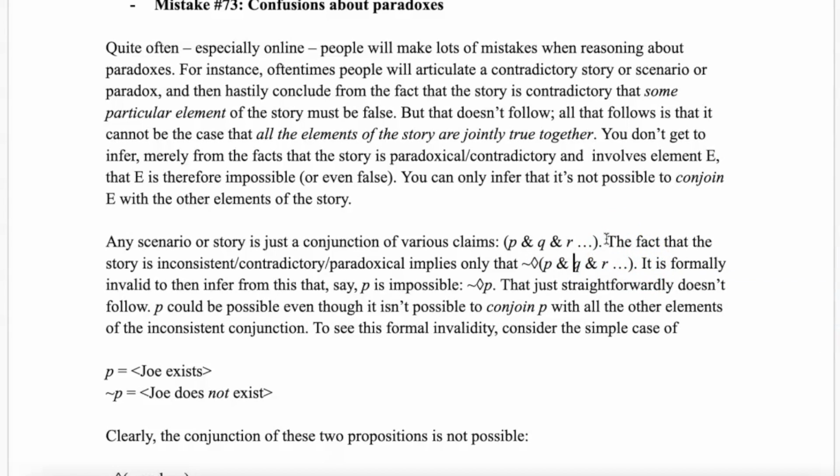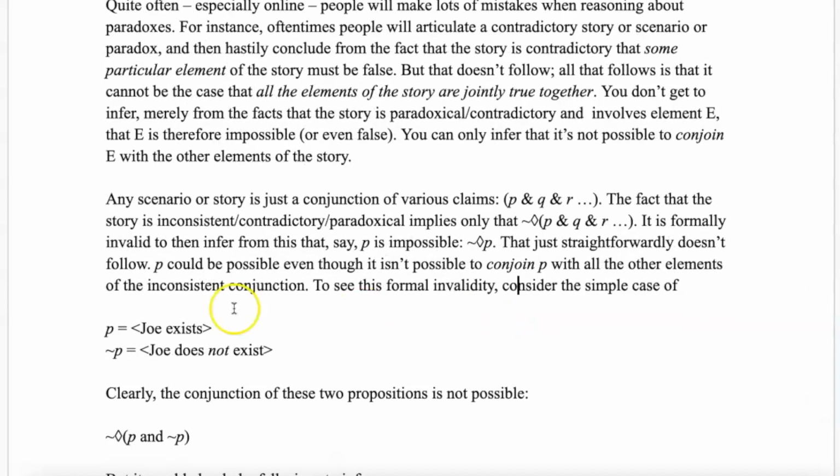That's all that we can infer from the fact that the story is inconsistent or contradictory or paradoxical or whatever. It is formally invalid to then infer from this that, say, P is impossible. It's formally invalid to infer from that it is not possible that P. You cannot infer from the fact that this whole conjunction is impossible, that an individual conjunct therein is impossible. It just straightforwardly doesn't follow, right? P could be possible, even though it isn't possible to conjoin P with all the other elements of the inconsistent conjunction.